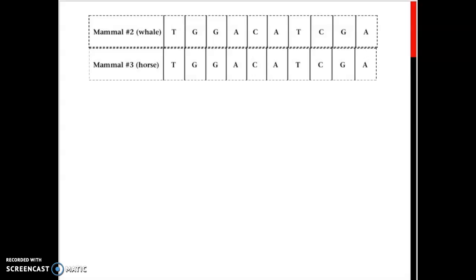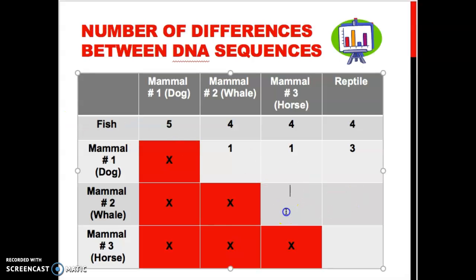They're exactly the same. Now remember what we read about when we learned about whales, that they think that whales evolved from hooved animals. Well, what's a horse? Hooved animal. So it makes sense that their DNA is a lot more similar. So up in my chart, I am going to put a 0.